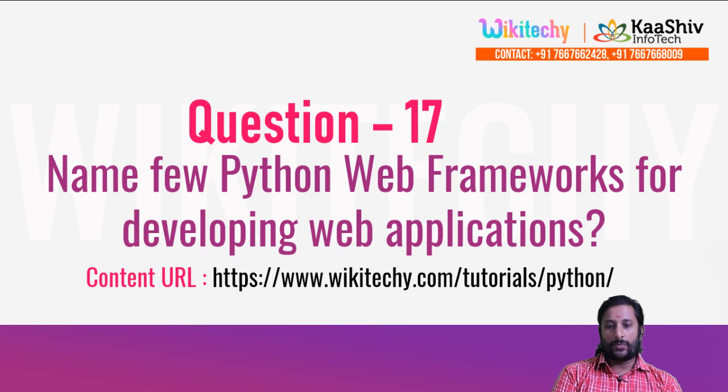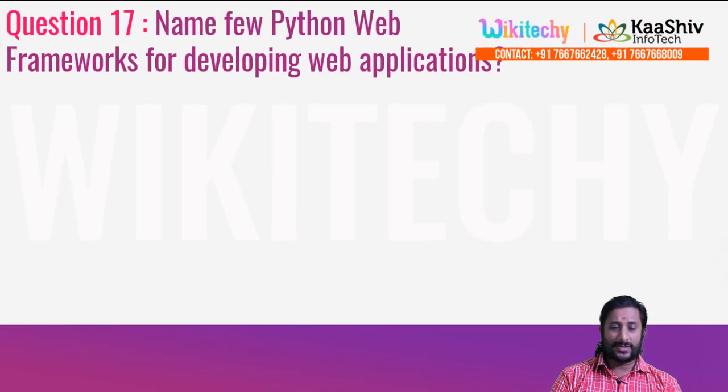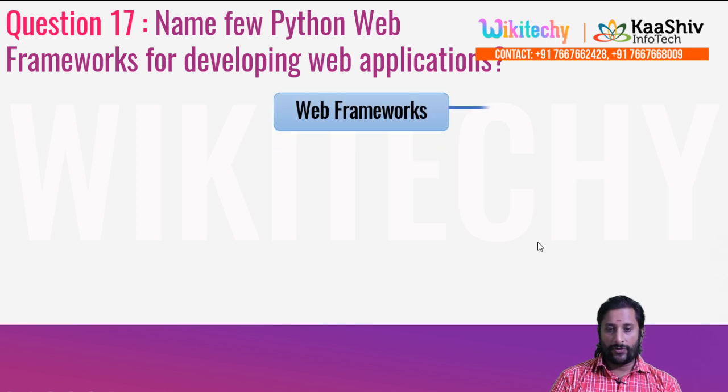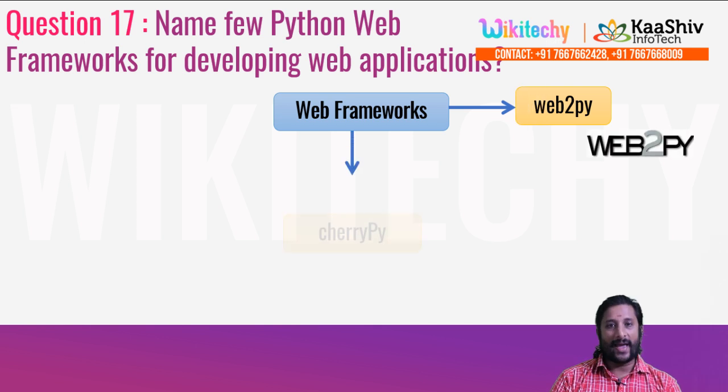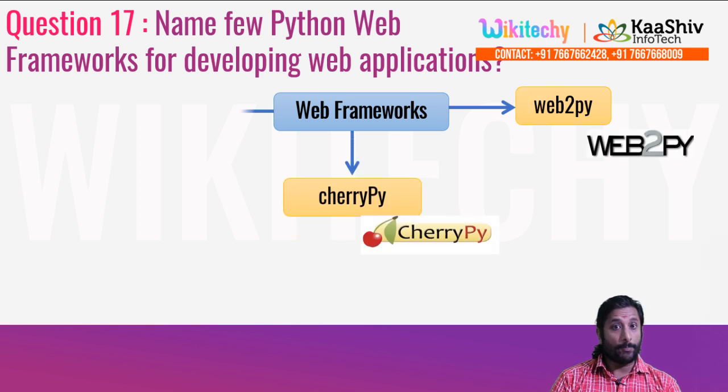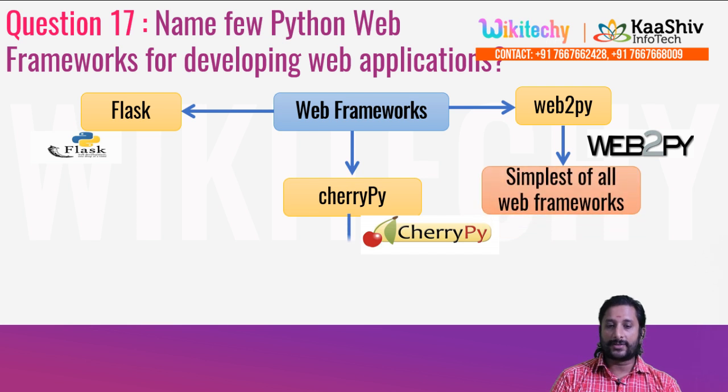Now question number 17. Name a few Python web frameworks for developing web applications. Django, it's one of the fantastic frameworks that people are using, and apart from this we got some other web application frameworks which are really famous. Let's see. So what are the web frameworks? One is Web2Py, Cherry Pie is another web framework, and Flask is one of the frameworks. So these are the most important frameworks available for Python.